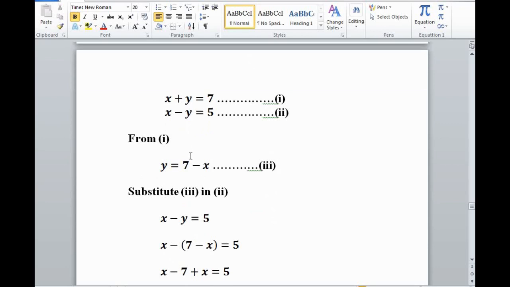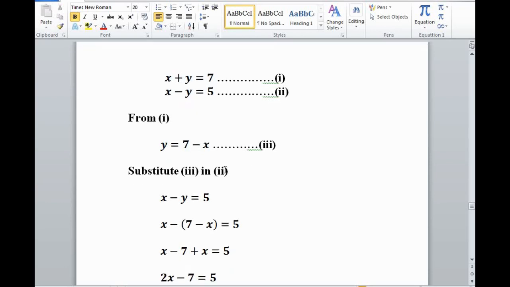So now rearrange equation 1. I'm going to rearrange equation 1 to express y in terms of x. Then this equation 1 becomes y equals 7 minus x. Since we have x as a positive term on the left side of this equation, you can also subtract x from both sides, or you can say let's take this x from left to the right side. Then this equation becomes y equals 7 minus x. So now let's name this equation as equation 3.